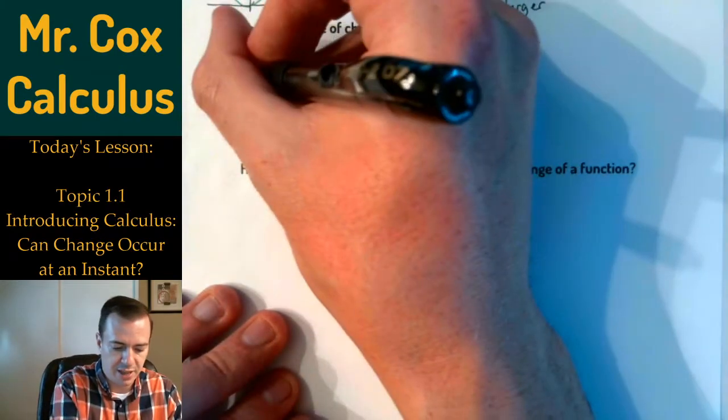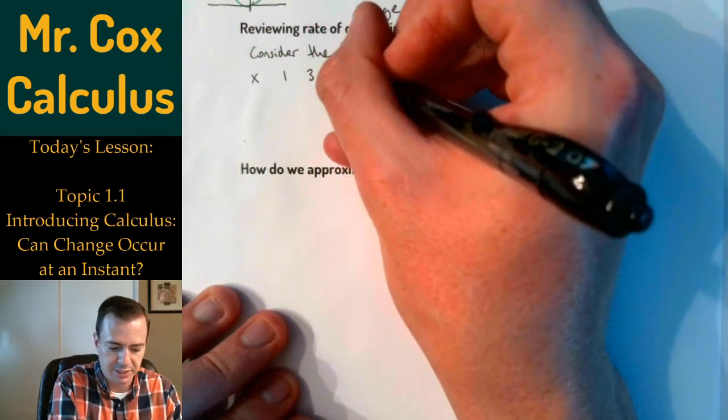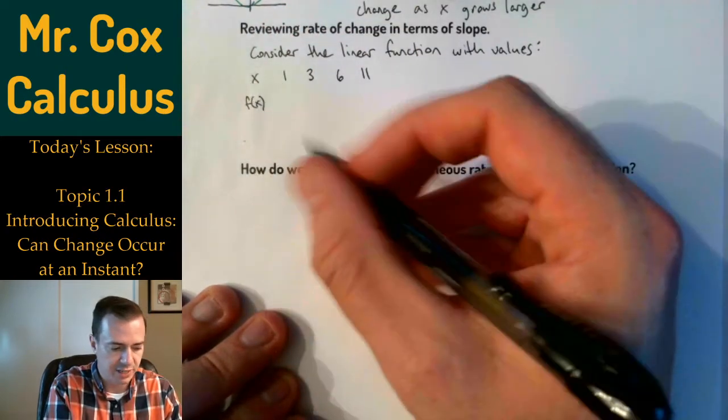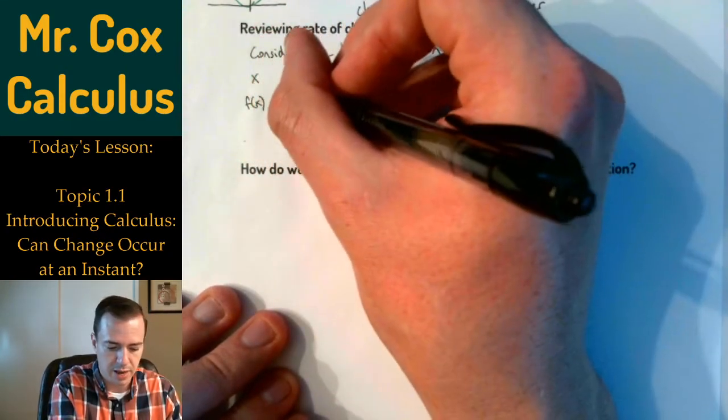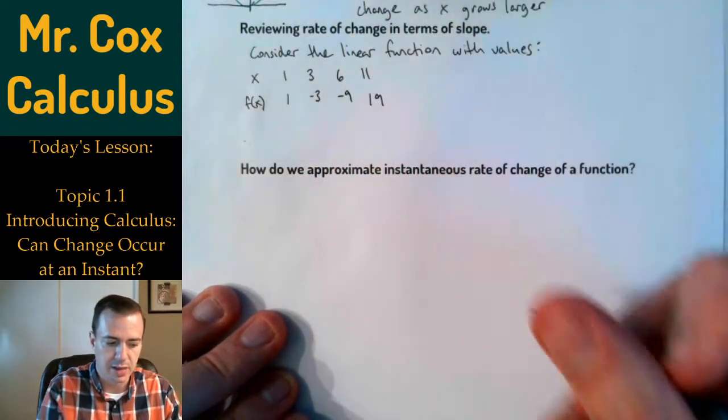So I'm going to have x values of 1, 3, 6, and 11, and we'll have function values, or f of x values, of 1, -3, -9, and 19.